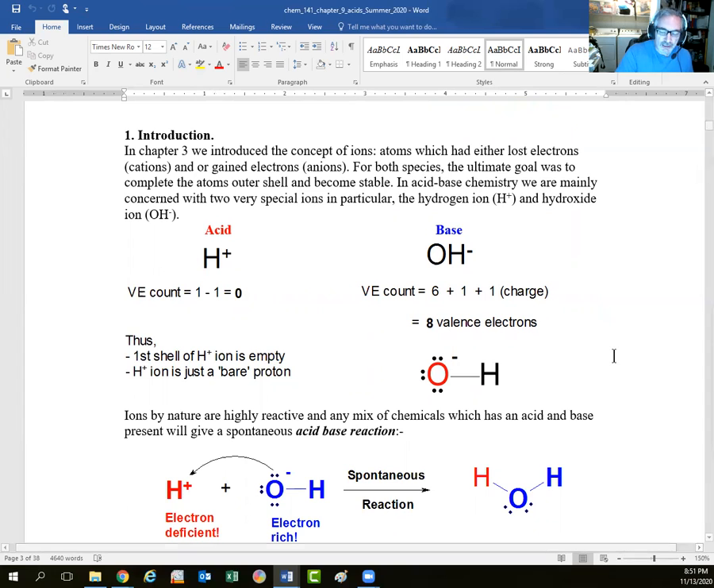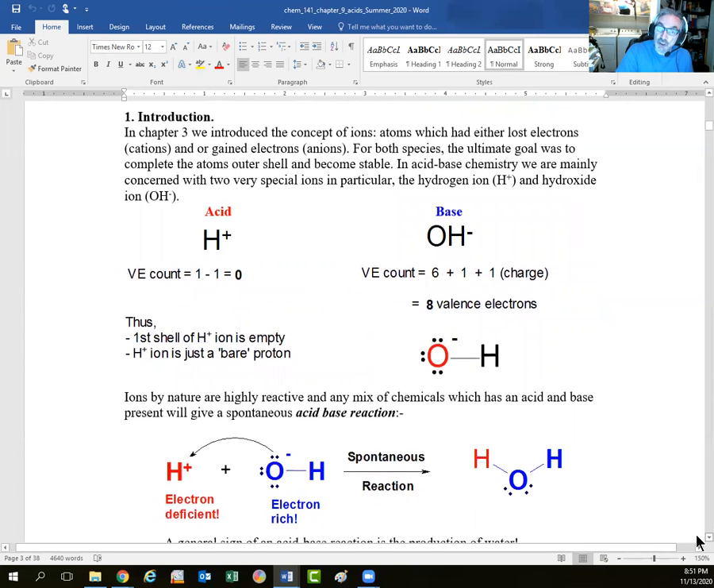So for our starting point, it might be a good idea to do some revision of ion chemistry with our metal and non-metal ions, and also the polyatomic ions that we talked about then as well. There's quite a lot of ion chemistry in acid-base chemistry. Principally, we want to refresh our memory of two particular ions, hydrogen ions and hydroxide ions.